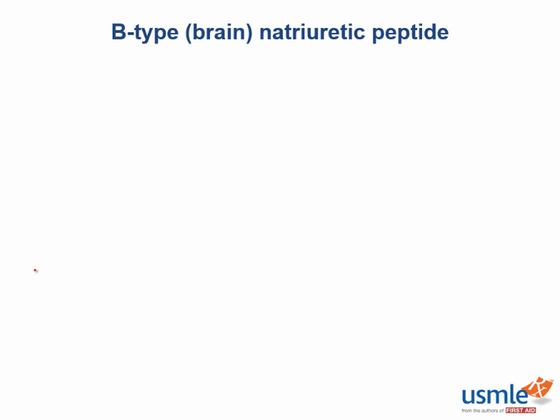Alright, now back to BNP. You can actually give a synthetic homologue of BNP, called nesiritide, as a part of treatment for heart failure. This, just like BNP, will increase salt excretion as well as cause vasodilation to help improve volume and pressure overload within the heart.